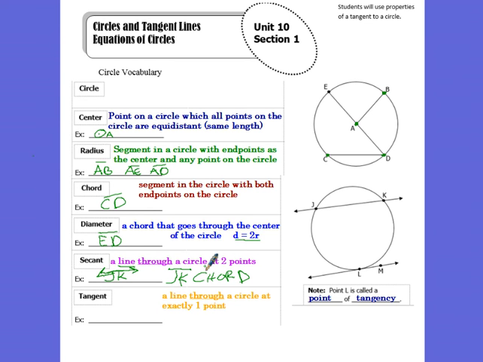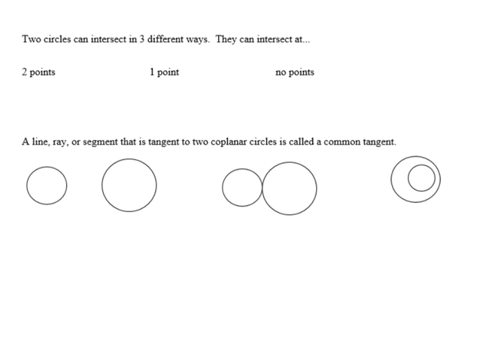And a tangent is a line through a circle at exactly 1 point, so that would be line LM. And then the point L here, that is called the point of tangency. So wherever that line touches the circle, it touches it at one spot. That one particular spot is called the point of tangency. So that's all of our vocabulary for circles.